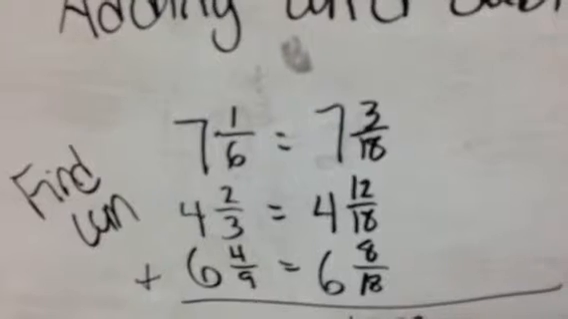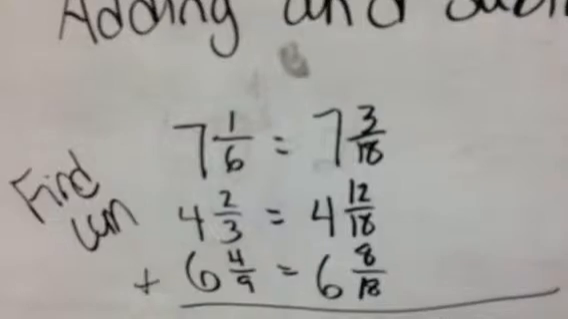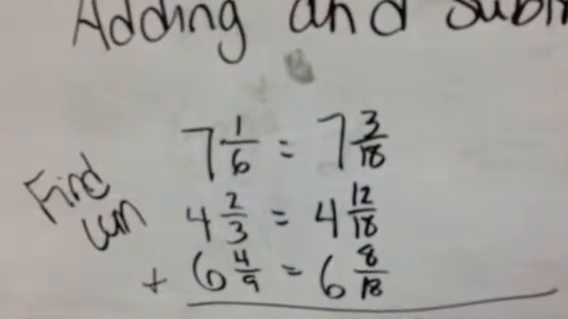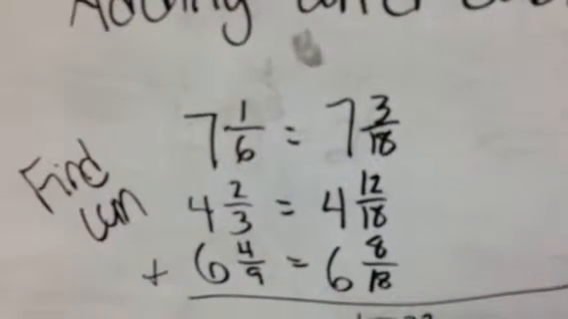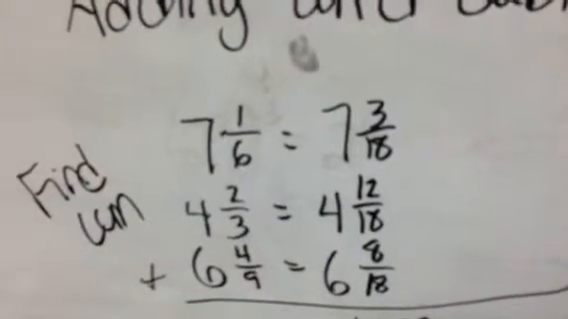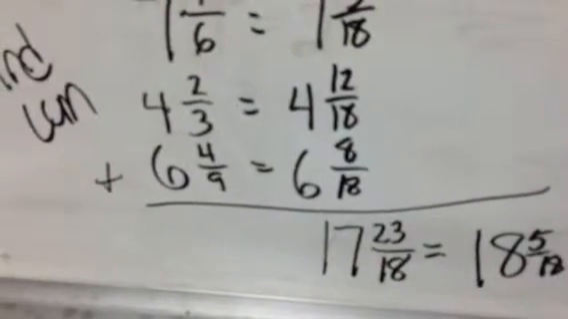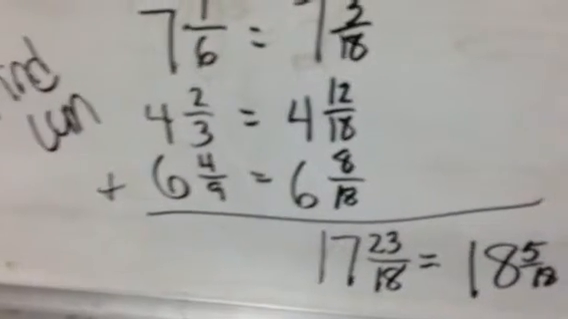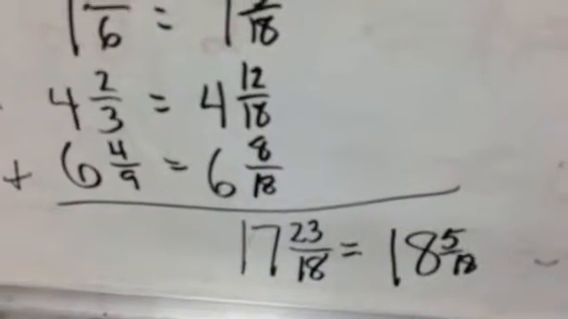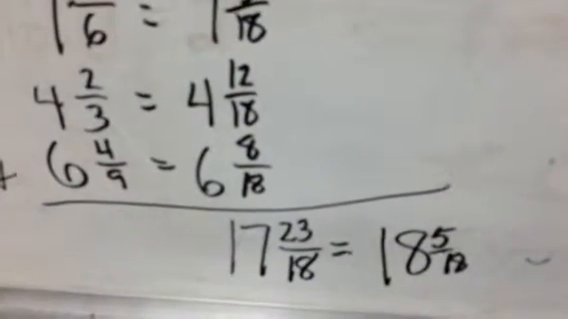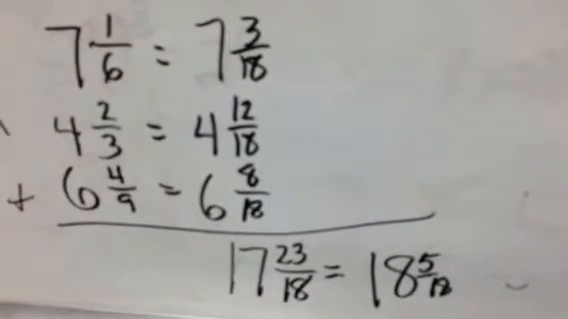So I changed 1/6 to 3/18 because I multiplied both the top and the bottom by 3. That's an equivalent fraction. I changed 2/3 to 12/18. I multiplied both by 6. And I changed 4/9 to 8/18 by multiplying both by 2. And then I added those up and I got 17 and 23/18. 18/18 is one whole, so I can take one more out of that and I get 18 and 5/18. I didn't put a subtraction problem here because I'm hoping you remember how to do this.